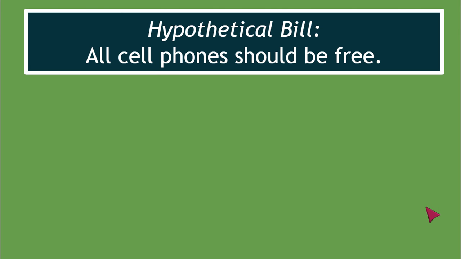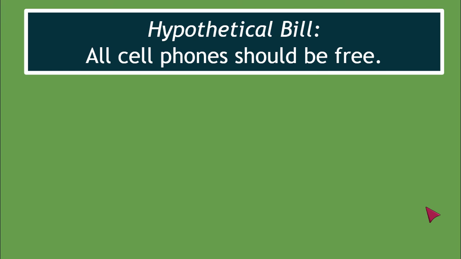For the last part of the video, we're going to look at a hypothetical bill. And let's say that this is a bill that is going through Congress, that all cell phones should be free. I'm going to show you how these 5 groups that influence congressmen can often make it challenging for congressmen to figure out how to vote on legislation.